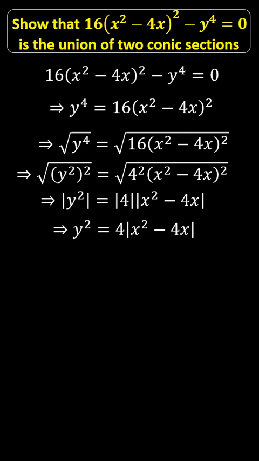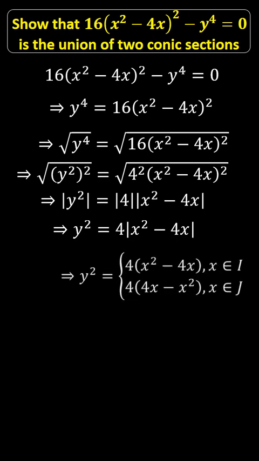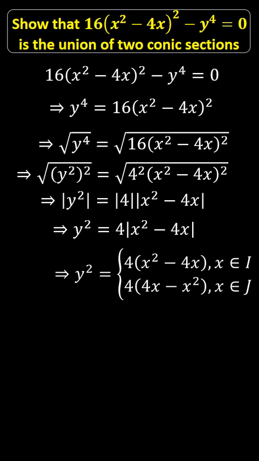result. Now, the absolute value of x squared minus 4x is either x squared minus 4x if the x squared minus 4x is positive, that is x is in the interval I, or it is negative, so it becomes 4x minus x squared, if the x squared minus 4x is now negative, meaning x is in another interval J. So let's take the first case when x is in the interval I. We don't actually need to know this interval, okay, but all we want to show is that this equation is the union of two conic sections.